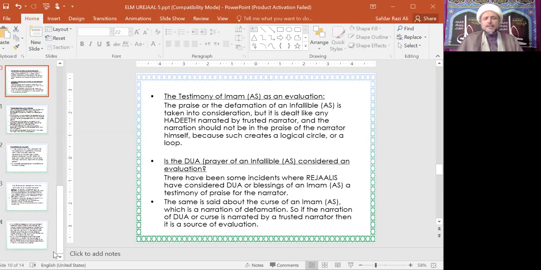Dua of the Imam: can we consider the dua of the Imam? If the Imam says, Rahimallah Fulan, may Allah have mercy upon Fulan, may Allah bless him, may Allah give him more children. There have been some incidents where Rijalis considered the dua or blessings of the Imam alayhi salam a testimony of praise for the narrator. The same is said about the curse of an Imam, which is a narration of defamation. So if the narration of dua or curse is narrated by trusted narrators through all the links, then it is a source of evaluation, and we can rely on that.